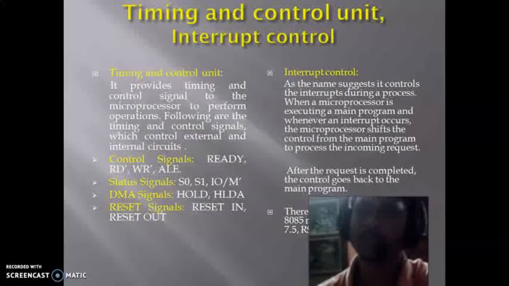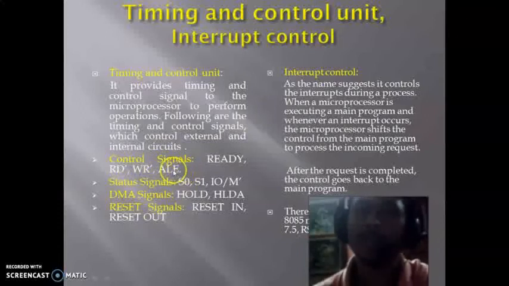So these are the control signals, and we have another signal that is the ALE signal, that is the address latch enable signal. The 8085 microprocessor has 16 bits of address lines that are divided into two parts. One is the higher order address and the other is the lower order multiplexed address data bus, where the data and lower order address are multiplexed.